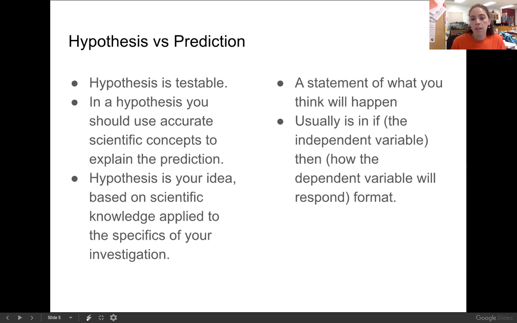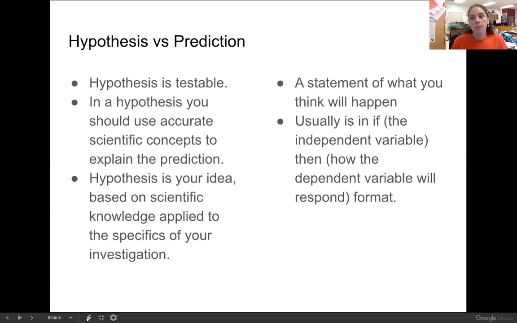Oftentimes, in other science classes, you're probably asked to write things in an if-then statement. That is perfectly fine. For an if-then statement to be a full, complete hypothesis, though, it needs to be if-then because. If we look over at hypothesis, in a hypothesis, you should use accurate scientific concepts to explain your prediction. So you have to say that because or that why.